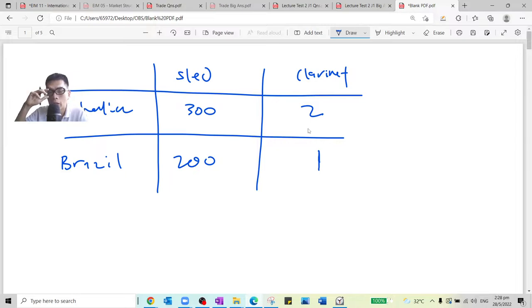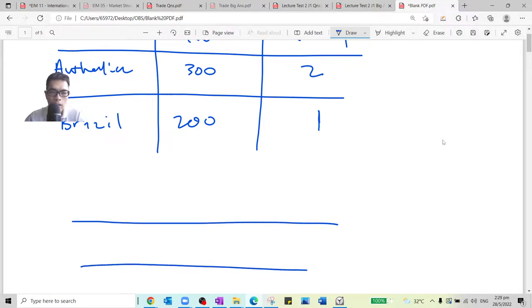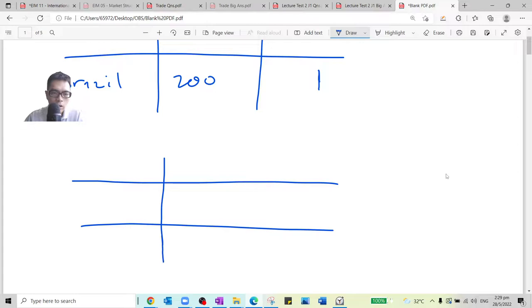Okay, we want to find out which country has a lower opportunity cost in which production. So how do we actually convert this? All we need to do is express one good in terms of another. This is the most important part, especially if you get this table wrong. So please join me.